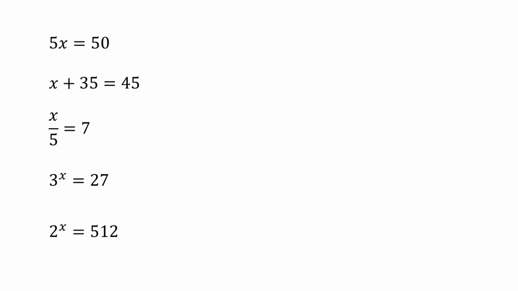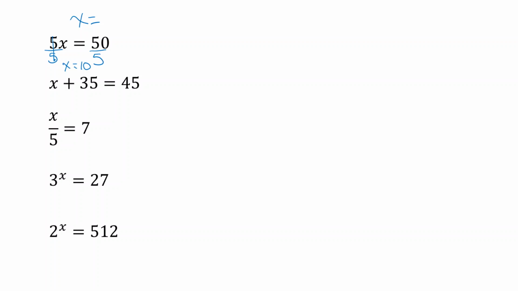In the first problem, I have 5x equals 50, and if I'm asked to solve this problem, I want to end up saying x equals something. And when I look at this, I say 5 is multiplied by my x, so I need to undo that multiplication. I can undo my multiplication by the inverse of it, which would be divide. So if I divide both sides by 5, I can end up with x equals 10, because this becomes 1.